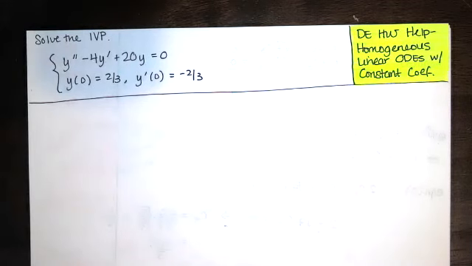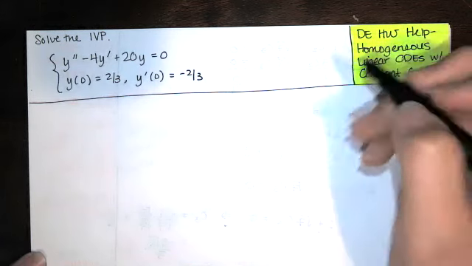In this video, we solve a homework problem that is on our written homework for the spring 2021 semester. We're asked to solve an initial value problem. The differential equation is a homogeneous, linear, ordinary differential equation with constant coefficients, and we've got two initial conditions.